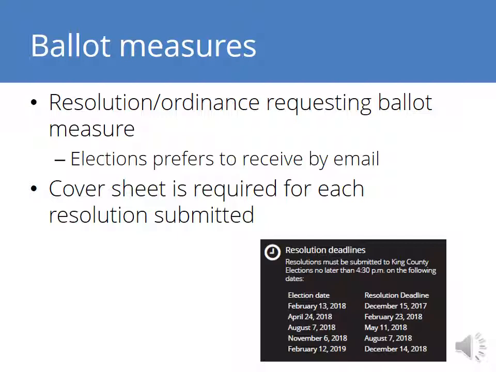If submitting via email, please do not also mail, fax, or bring in person. King County Elections only needs to have one submission of the materials. Our staff will confirm that the materials have been received. Important reminder, all materials must be received no later than 4:30 p.m. on the due date. Postmarks do not count. No late materials will be accepted.